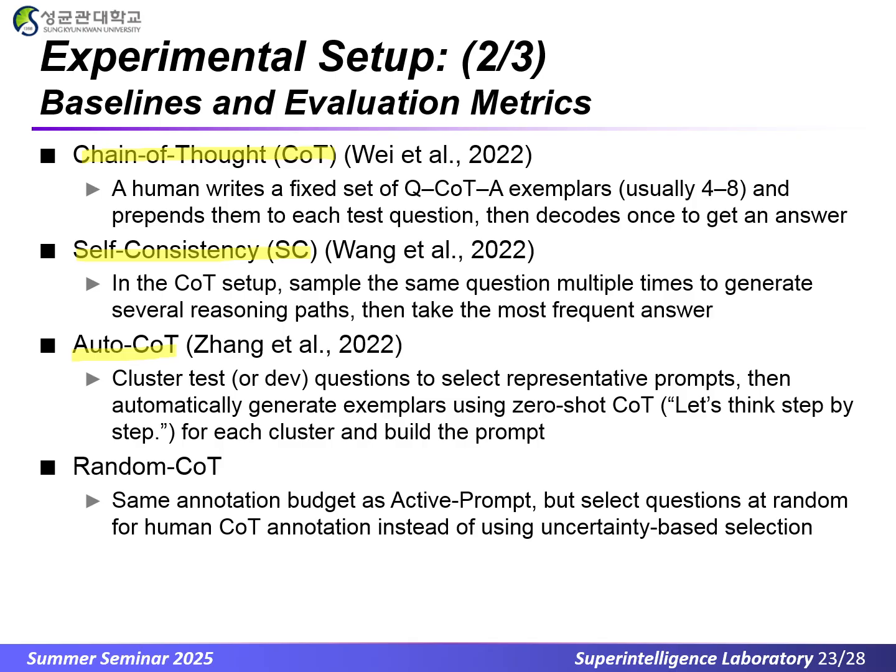Auto-COT clusters test or development questions to identify representative prompts, then generates one zero-shot COT exemplar with let's think step by step, and combines them into a single prompt. Random COT matches active prompting's annotation budget, but chooses questions at random for human COT annotation instead of using uncertainty. By benchmarking against these methods, we show how targeted, uncertainty-driven exemplar selection paired with human-crafted COT prompts drives improvements in both accuracy and robustness.